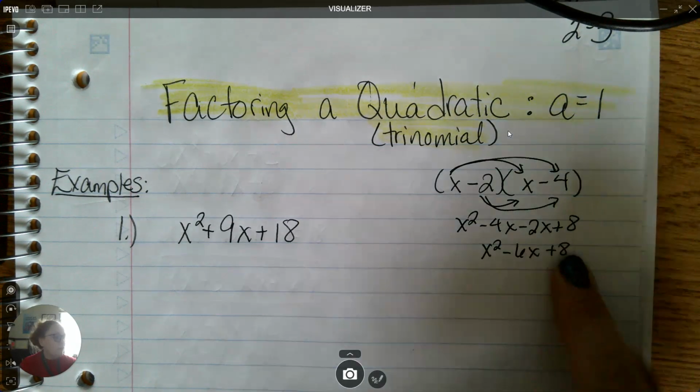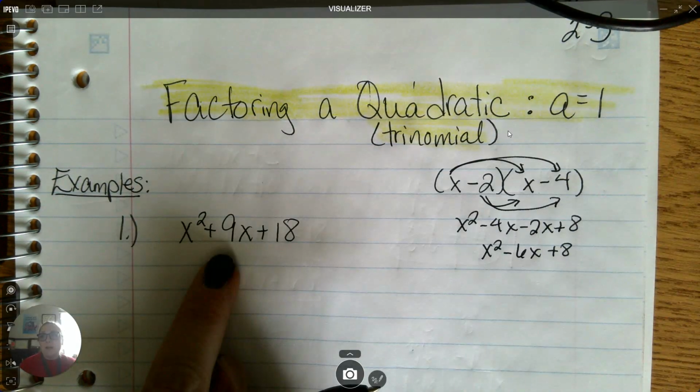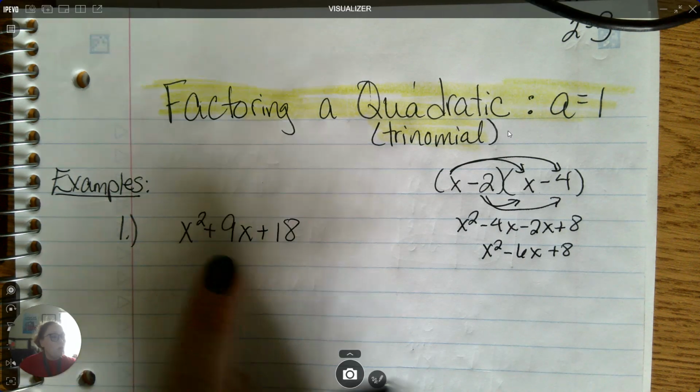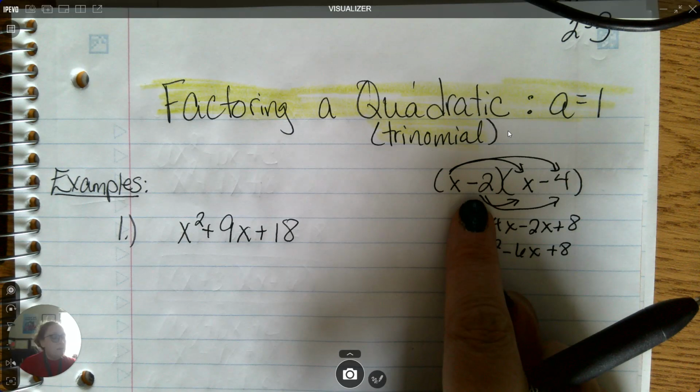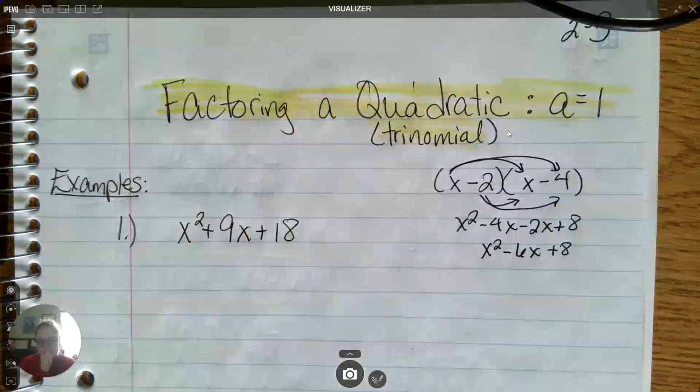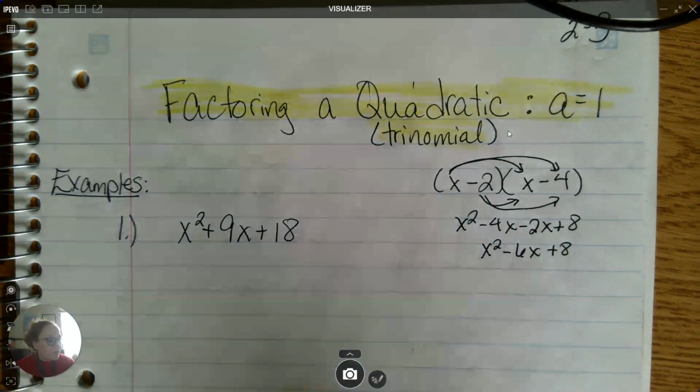Well, if you look at our first example, we are starting backwards. We're looking at the trinomial, and we want to get back to what two binomials we were multiplying to get this trinomial. So here we go.